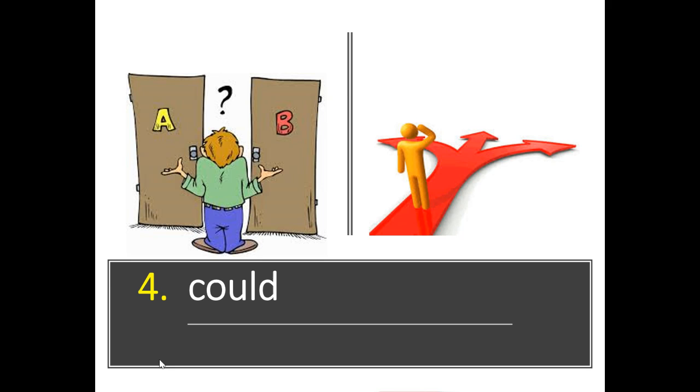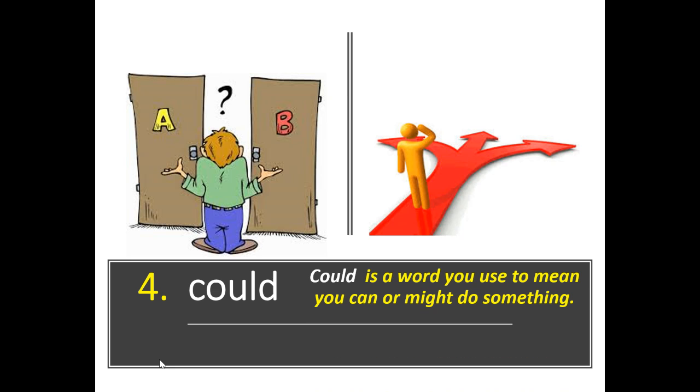Well, they both show could. Could. So the man could choose A, or he could choose B. Or the person could go to the left, they could go straight, or they could go to the right. Could is a word you use to mean you can or might do something.